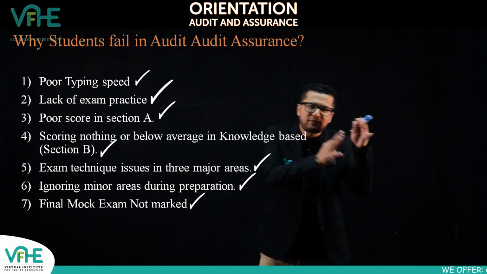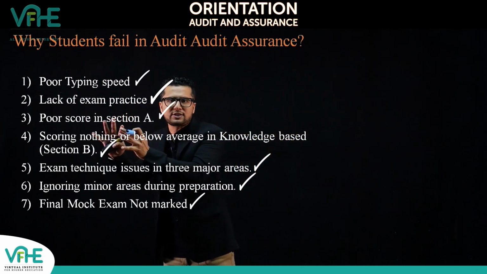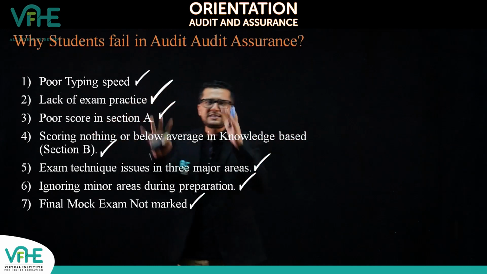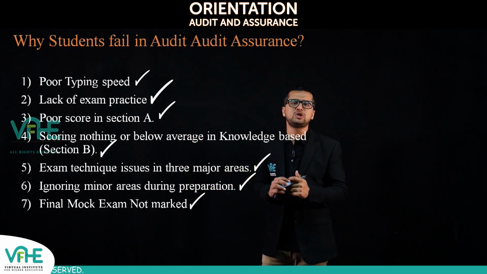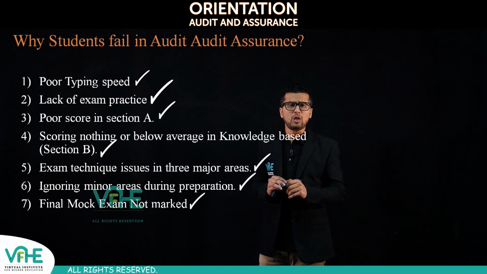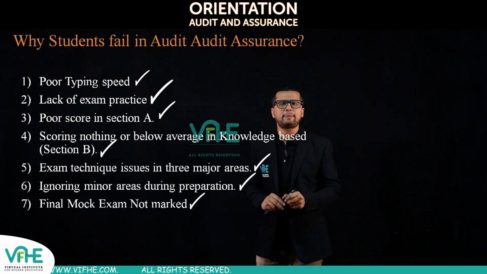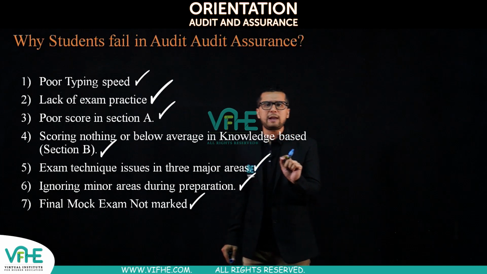If you were to end up at 52, you will jump to 65 or 70 somewhere. So these 7 reasons and these 7 things we need to cover will ensure that we are going to pass this particular paper. Let me quickly recap a few things.